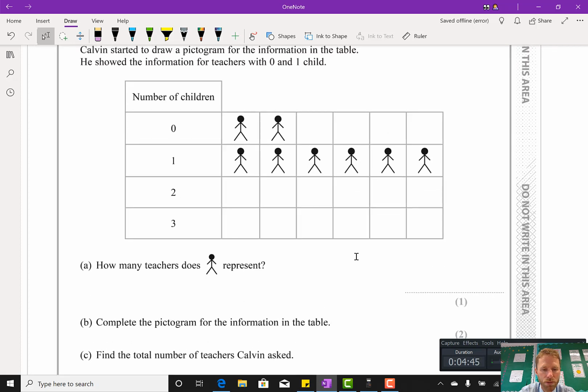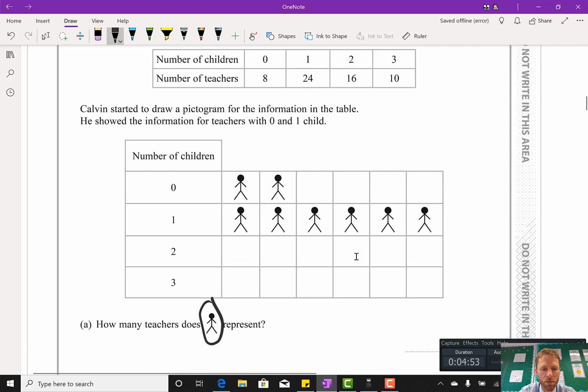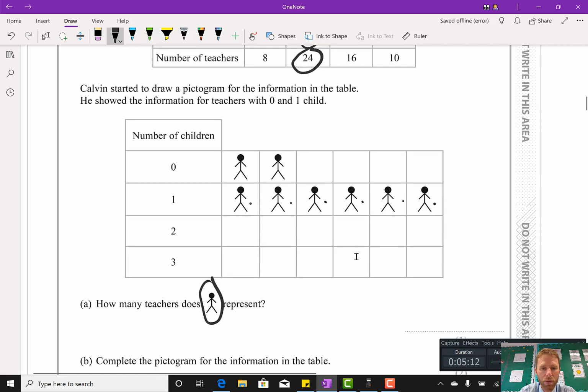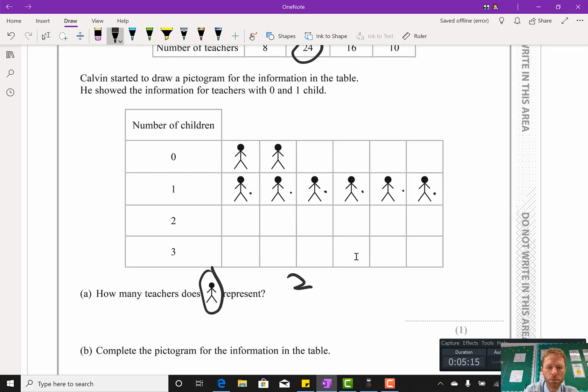How many teachers does a stick man represent? I know that 24 teachers had one child each. So these 1, 2, 3, 4, 5, 6 stick men represent 24 teachers. So that's enough information to work out how many each. So I'm going to take the 24 and divide it by 6, which tells me that each of those little stick men is worth 4.